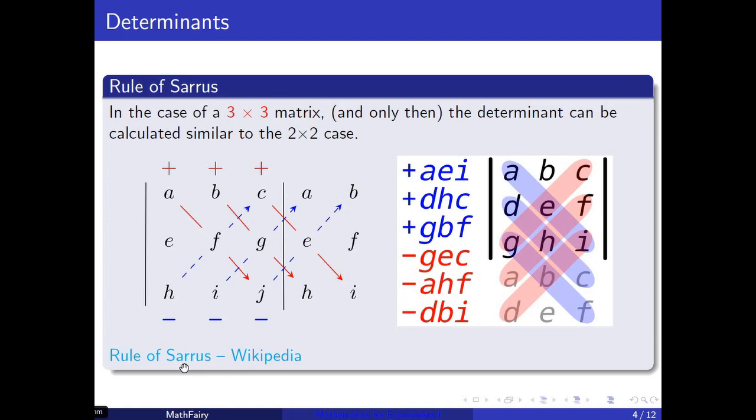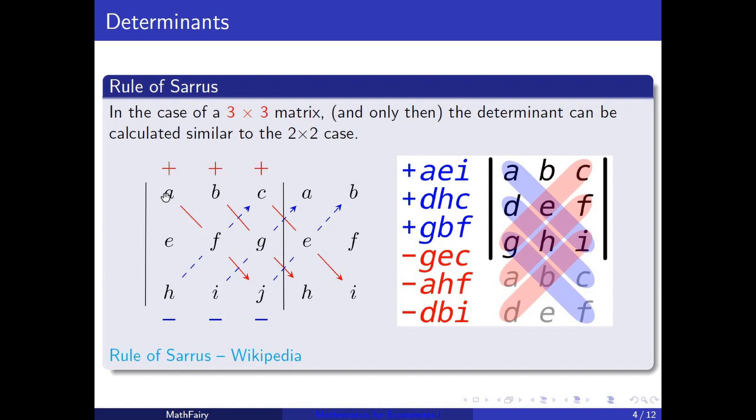A convenient way to calculate 3x3 determinants, and not larger determinants, but only 3x3, is something we call the rule of Sarrus. So in the rule of Sarrus, we take the first two columns of the matrix and write them next to the 3x3 matrix, or we take the first two rows and write them under the matrix. Doesn't matter. Some people teach it this way, some people teach it that way. Both will give us the same result.